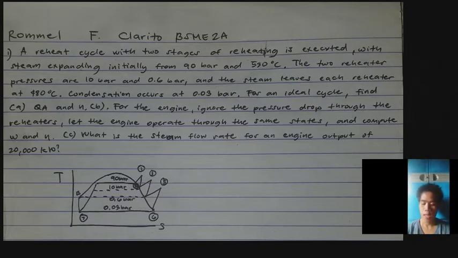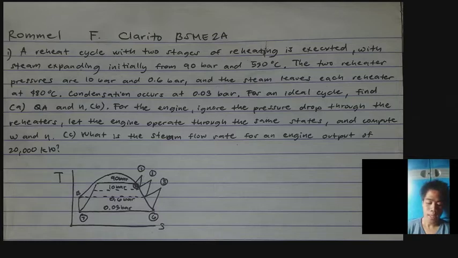First question. A reheat cycle with two stages of reheating is executed with steam expanding initially from 90 bar and 530 degrees Celsius. The two reheater pressures are 10 bar and 0.6 bar, and the steam leaves each reheater at 480 degrees Celsius. Condensation occurs at 0.03 bar.